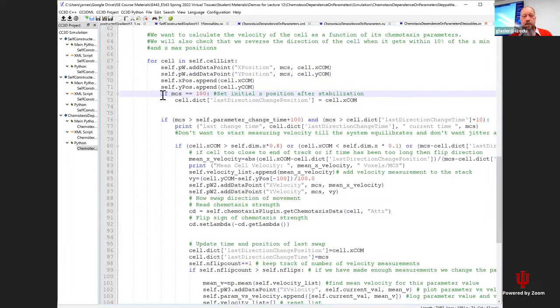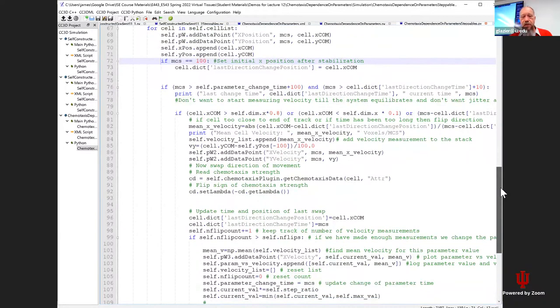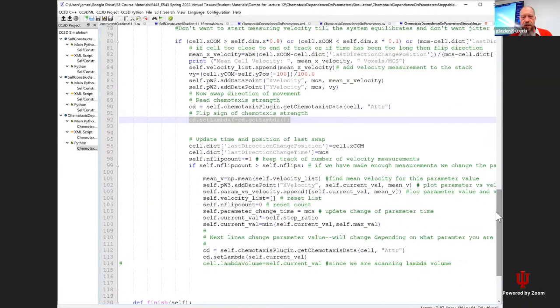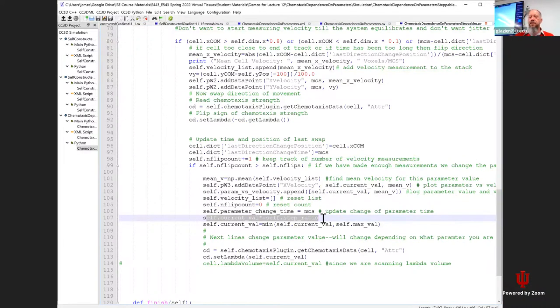If I run out of time, or if the cell gets too close to the edge, I flip the sign of the lambda chemo. And after I count, here we go, flip the sign of lambda chemo. And if the number of times I've gone back and forth is enough, I do something called flip count, how many times I've gone back and forth, because I want to average over that. And if the number of times I've done it is enough, then I either add or multiply the value of lambda chemo by some fixed amount.